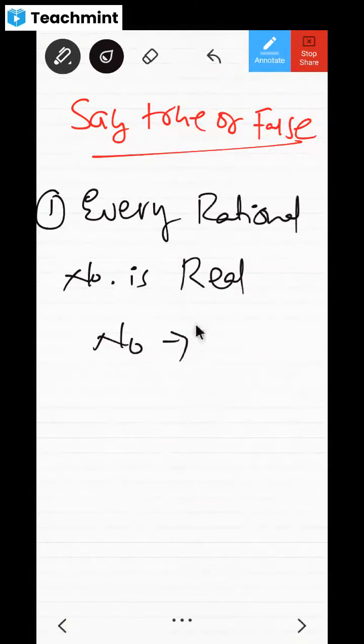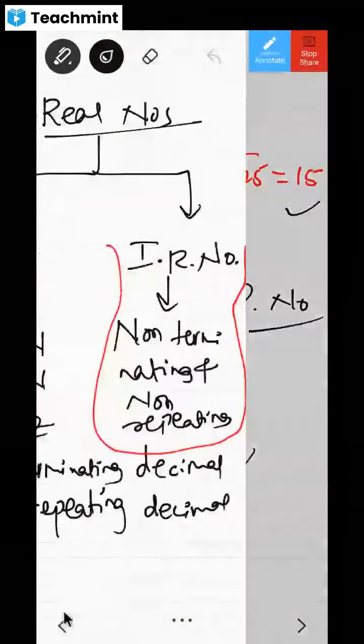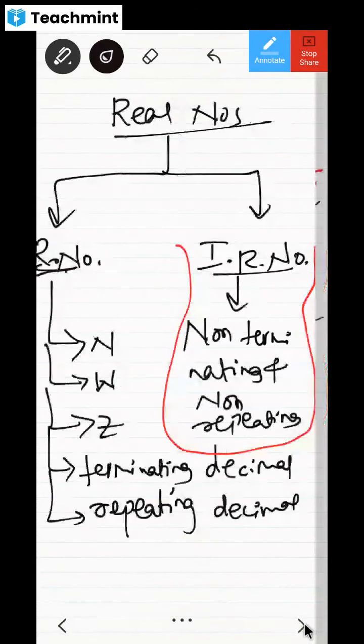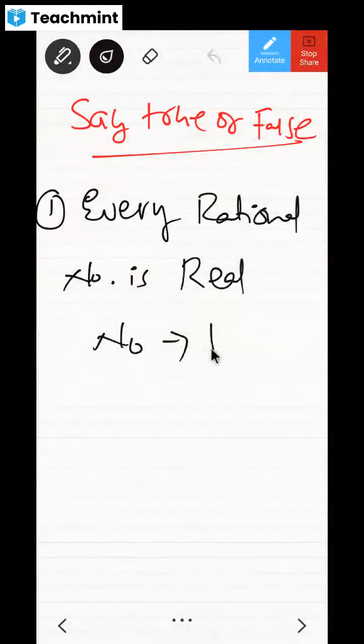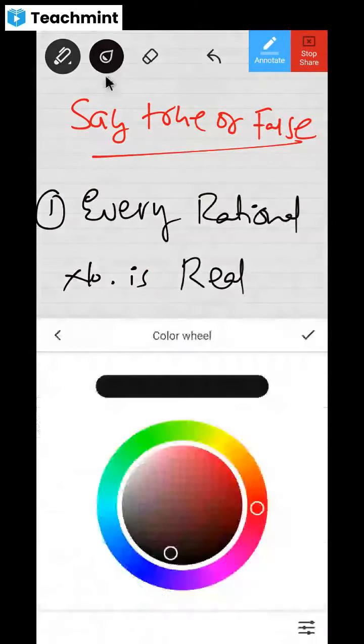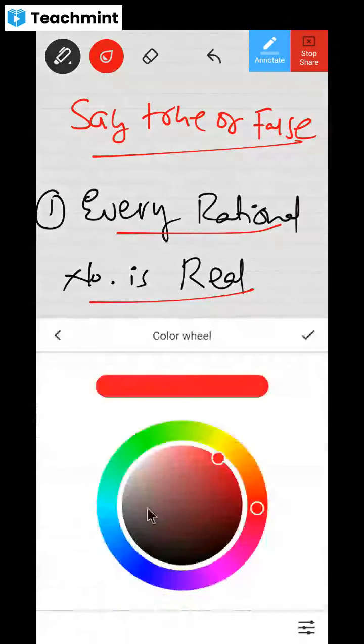Look at this. What are real numbers? A real number is a combination of rational numbers and irrational numbers. So whatever rational number comes, that is a real number only. Real numbers are divided into two parts. Whatever rational number there is, that is a real number or not? Yes, sir. So every rational number is a real number. It is true. Okay. Did you understand, Mallu? Yes, sir. Okay.